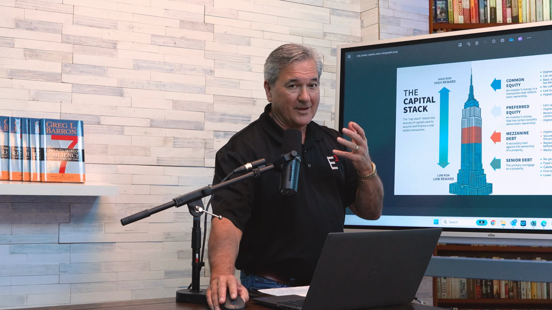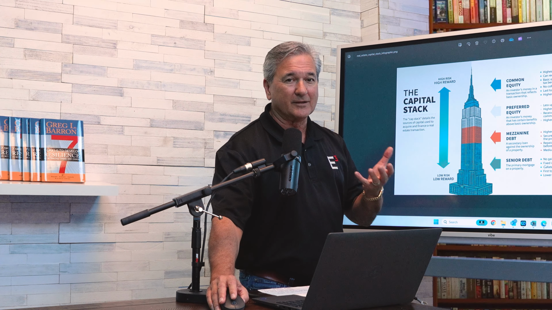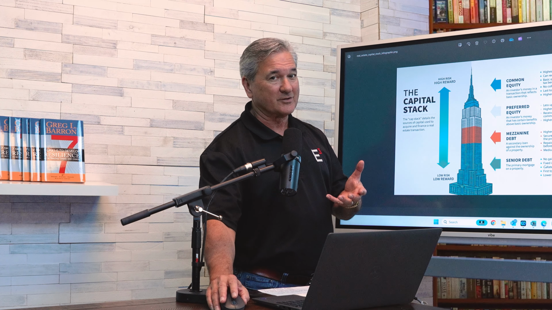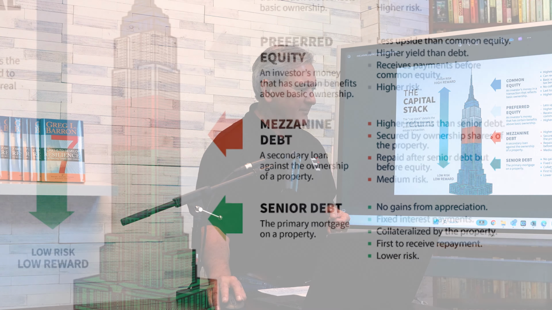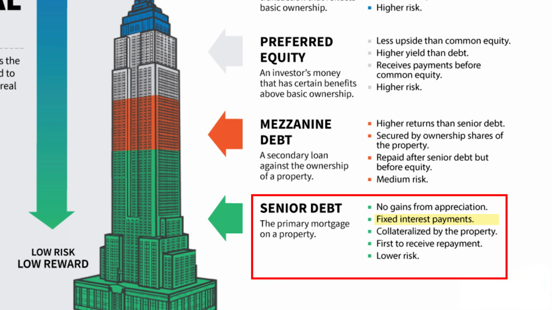So that's why they have covenants when they lend money to you that are getting stricter and stricter, by the way. So they have no gains from appreciation. They have fixed interest payments. They are collateralized by the property, and they are first to receive payment in this stack. And they are the lowest risk.